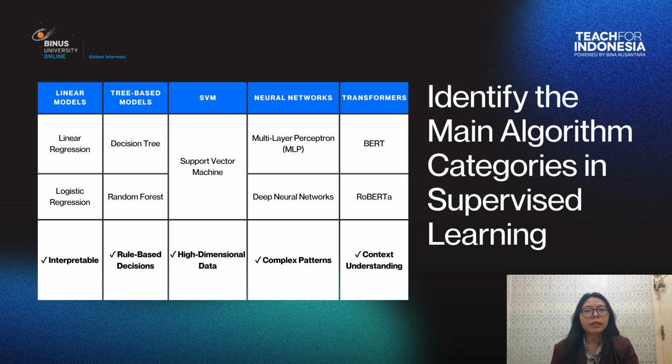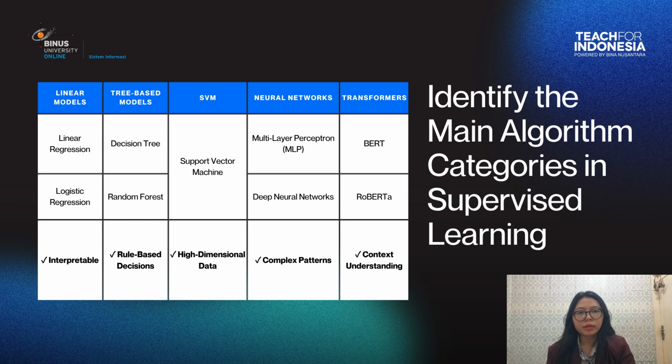The second category is tree-based models, which include decision tree and random forest. Rather than learning a mathematical equation, these models learn a series of decision rules directly from data. They are capable of capturing more complex relationships and interactions between features, making them suitable for a wide range of both classification and regression tasks.